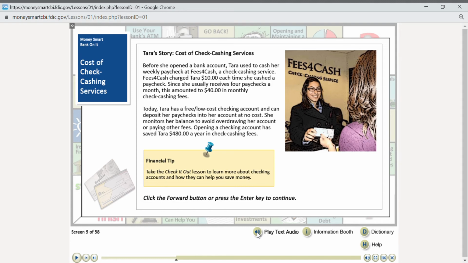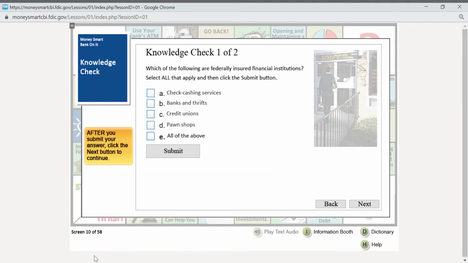Today, Tara has a free, low-cost checking account and can deposit her paychecks into her account at no cost. She monitors her balance to avoid overdrawing her account or paying other fees. Opening a checking account has saved Tara $480 a year in check cashing fees. Let's check your knowledge with a couple knowledge check questions.